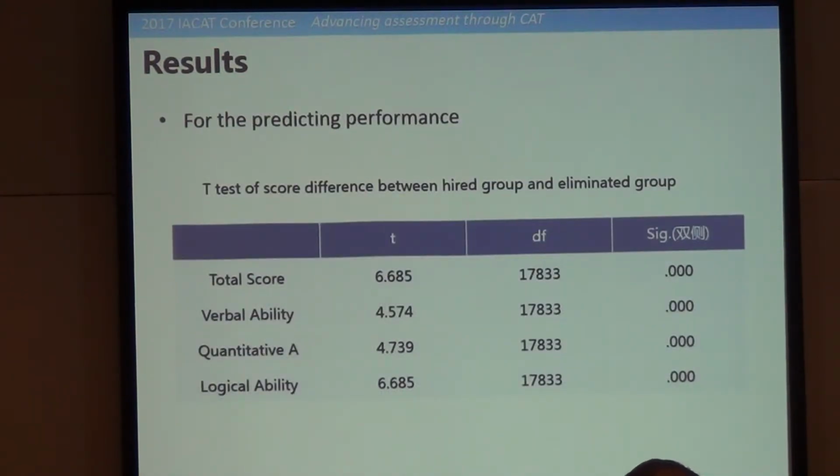And also we examined its predicting performance. This is the real case. Alibaba used this test in their 2011 spring campus recruitment. But the test score wasn't used to select any candidates. So, therefore, we get whole data. After the recruitment, we examined the score difference between the hired group and the eliminated group. We found that the scores of the hired group are significantly higher than the eliminated group at this dimension and total score. This is the predicting performance of the product.